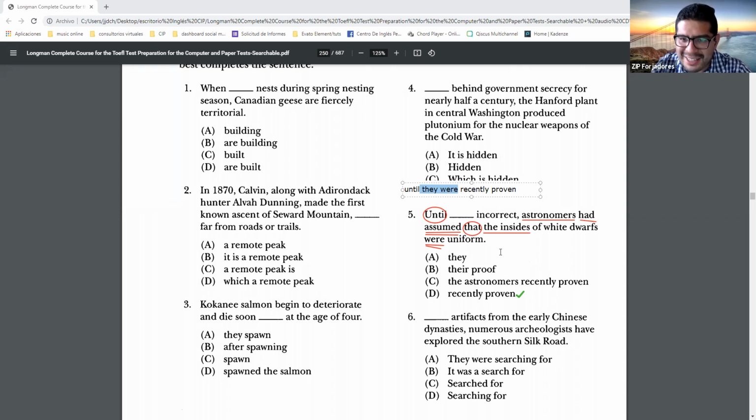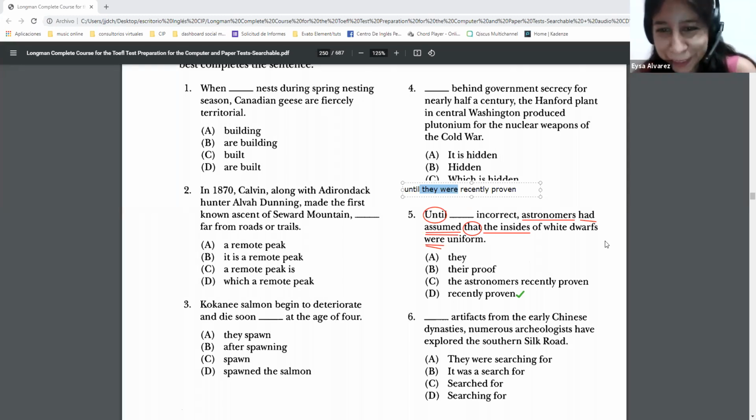So the translation or the interpretation of this one, because it's interesting: hasta que fueron recientemente probadas, because it's past. That would be one of the translations. Astronomers had assumed, past perfect, that the insides of the white dwarfs were uniform. Entonces, hasta que fueron recientemente probadas, los astrónomos habían asumido que los adentros de las enanas blancas, se refiere a las estrellas, eran uniformes.